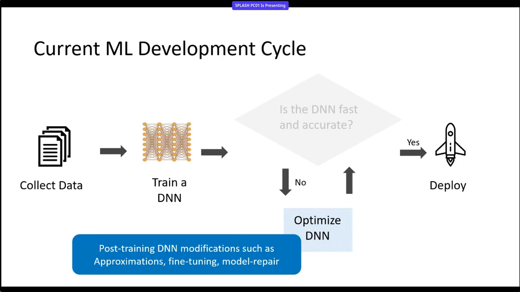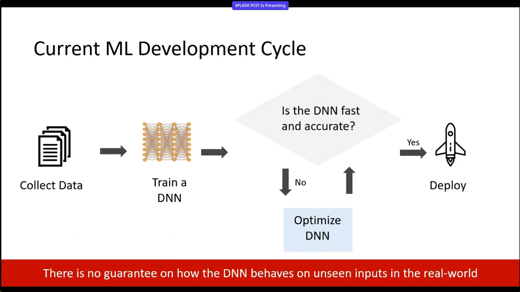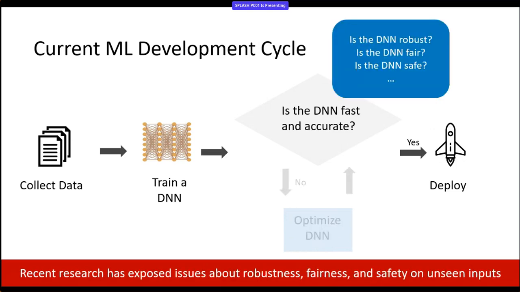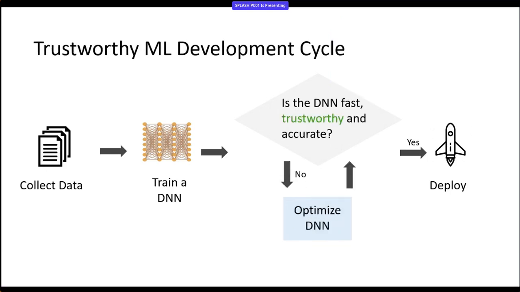The problem with this is that this development process does not guarantee the network's behavior on unseen inputs that it might face in the real world. Recent research has also shown that these neural networks are prone to many issues with robustness, fairness, and safety. That's why it's not enough to just check if the networks are accurate on a finite set of inputs. We additionally need to check if the networks satisfy other properties, such as if the networks are robust, fair, safe, and many other properties like that. So we call this new development process the trustworthy development process.